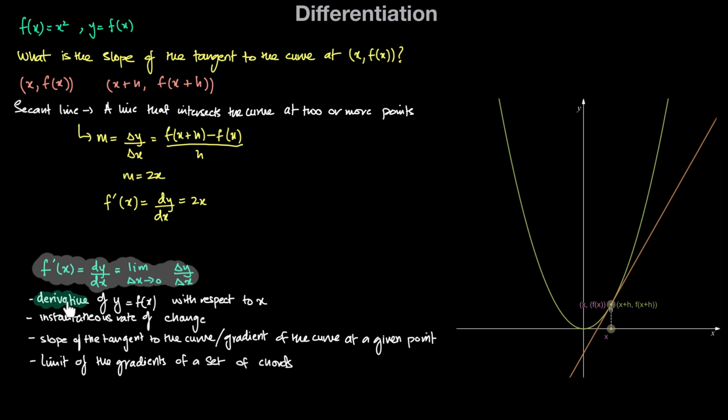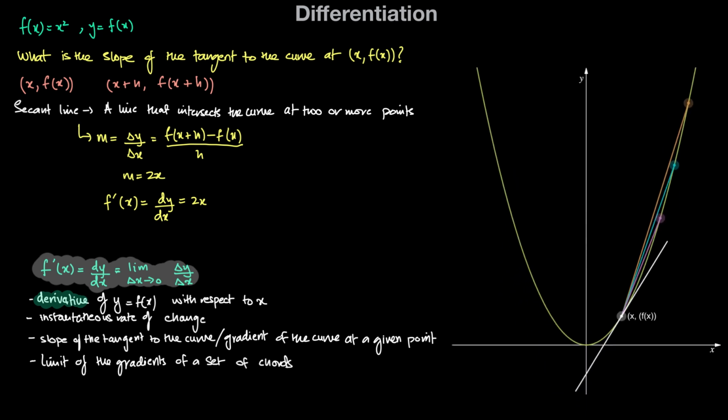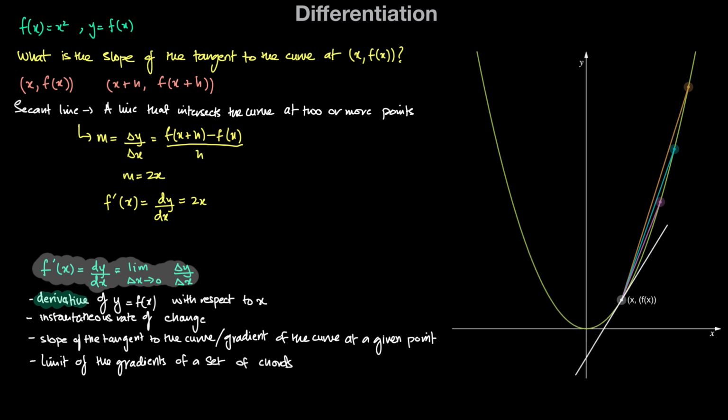Now the derivative can also be thought of as the limit of the gradients of a set of chords. What that means is the following. If you look at this diagram, we have a chord that connects the point x comma f of x to this point here. A chord is simply a line segment that connects 2 points on the curve. When we say we want the limit of the gradients of a set of chords, we're saying we want the delta x between these 2 points to get very small. So that means we want to find the slope of the tangent to the curve at this point x comma f of x.